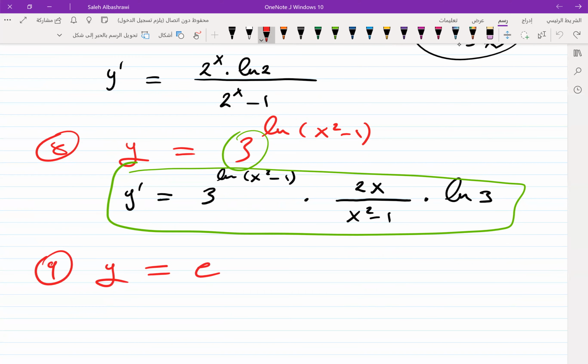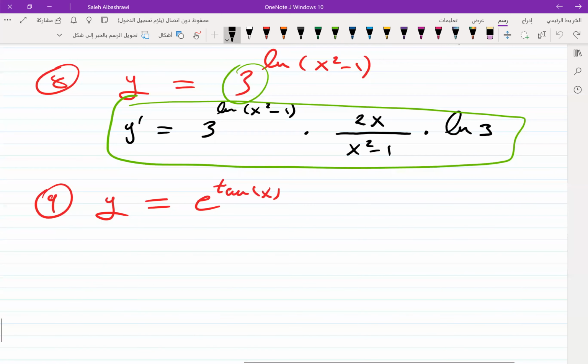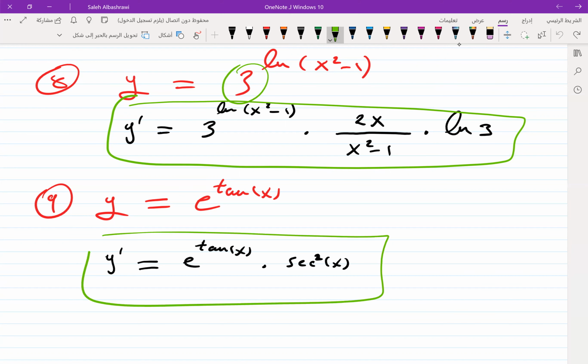Y equal to e to power, take tangent. So the derivative of this one, y prime, is equal to the function as it is, e to power tangent multiplied by the derivative of the power. Derivative of tangent is equal to secant square. That's it. This is the derivative, y prime equal to e to power tangent multiplied by derivative of the power, which is secant square of x.